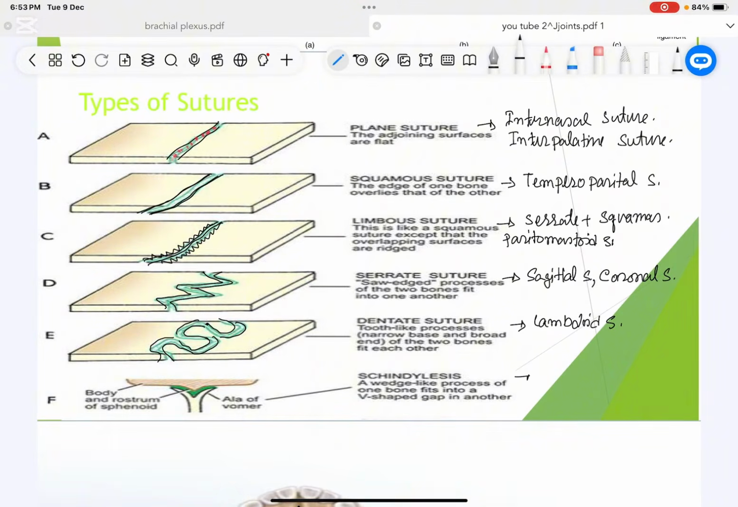The last one is schindylesis. In schindylesis, one surface will be a groove, another surface will be a wedge. So wedge and groove, that is schindylesis. And a very good example will be the rostrum of the sphenoid and the plate of the vomer. That's an example. So there are different types of sutures with examples.